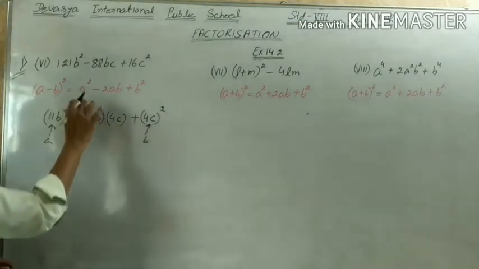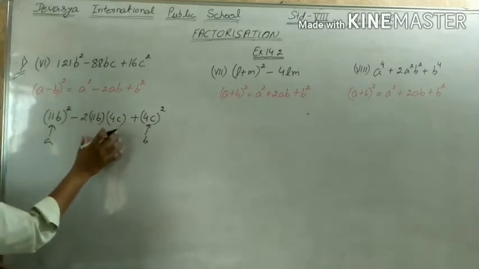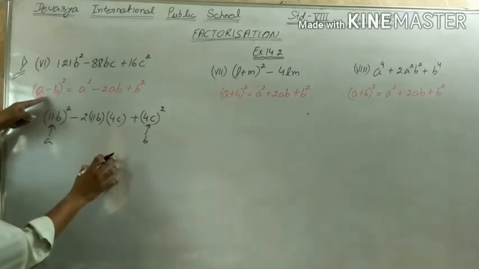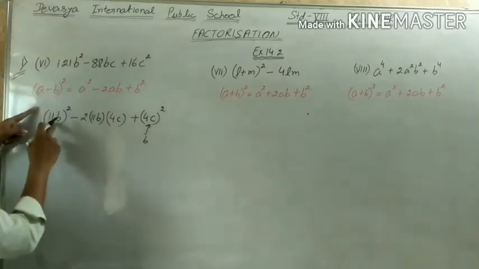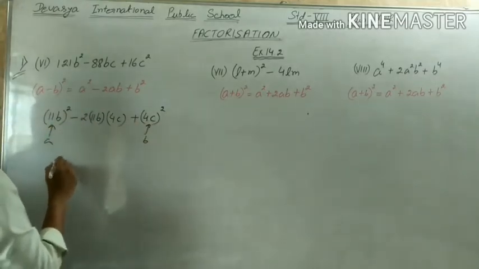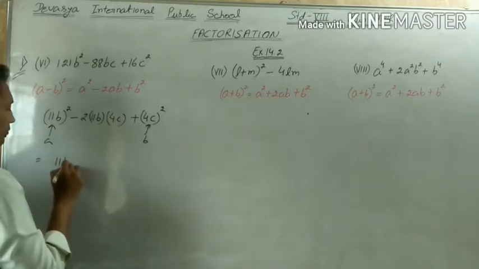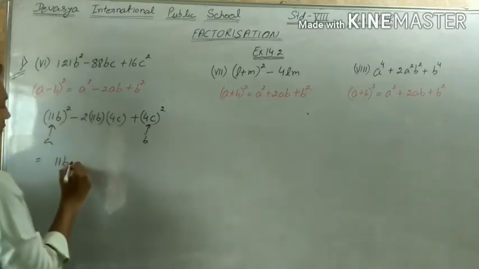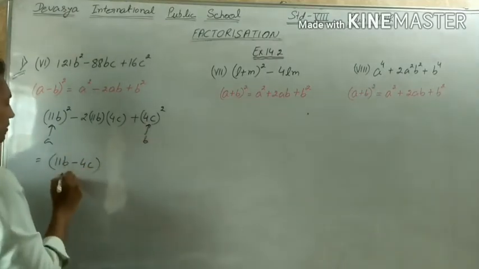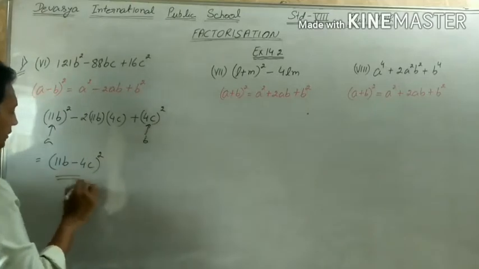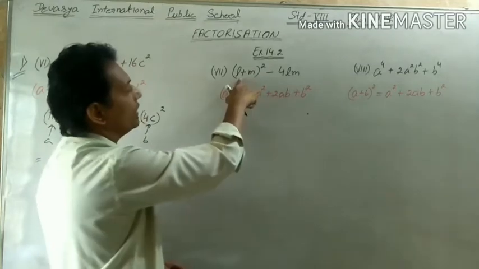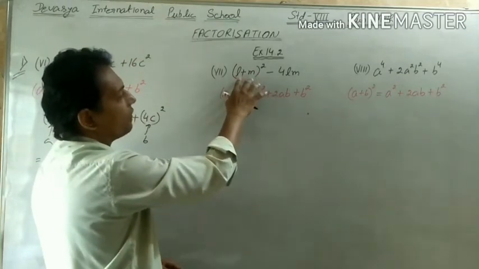Okay. Now, how are you going to factorize? You need to bring such an expression which corresponds to the left hand side of the identity. That is a minus b whole square. We know this is a and we know this is b. So we can write a minus b whole square. So what is a? 11b. Negative sign. What is b? 4c. So 11b minus 4c whole square. This is your factorization.